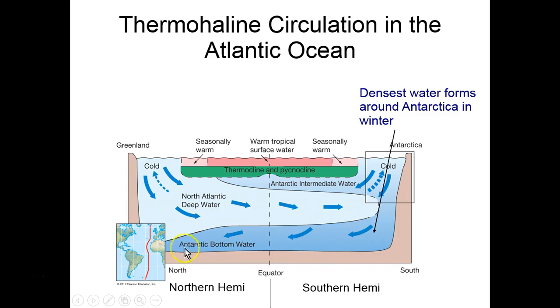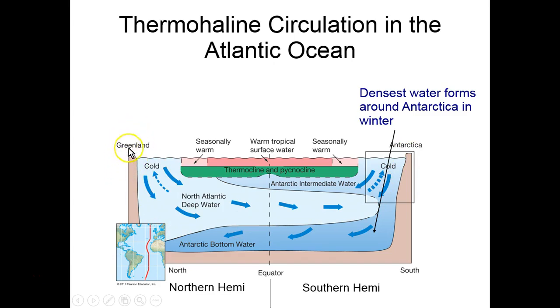Okay, so then we come over here to Greenland in the north, and here's a little map down here to show you where we are, right? We're in Greenland now, Antarctica would be down here, so this is basically just a transect through the Atlantic Ocean, looking through it with Greenland on this side right here, and then Antarctica over here.